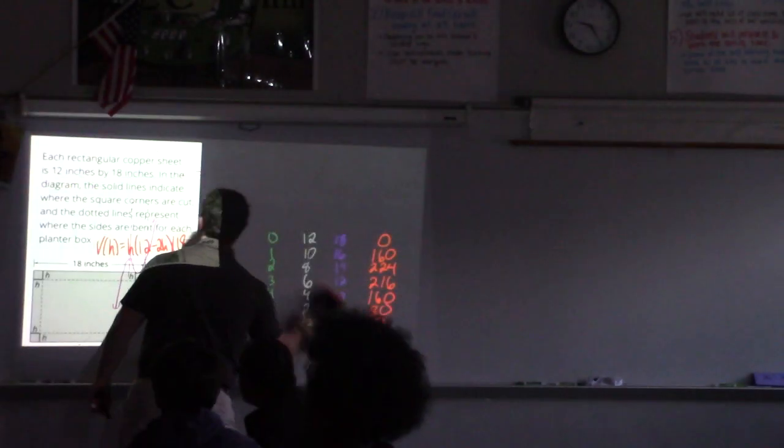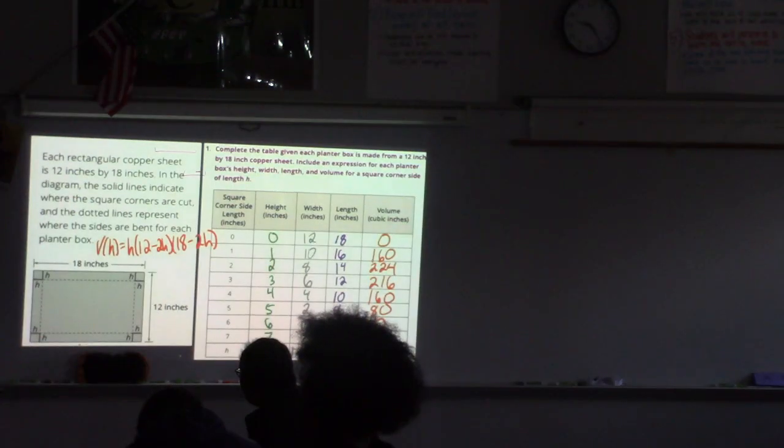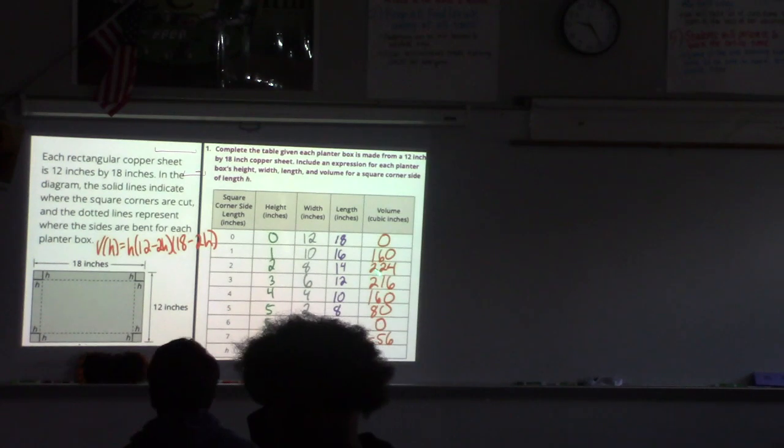All right. Quick recap on lesson three. That was not supposed to be there like that. This is the planter box. When we looked at the volume function, what type of function was this?